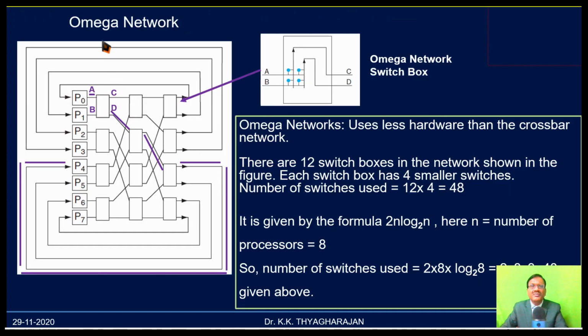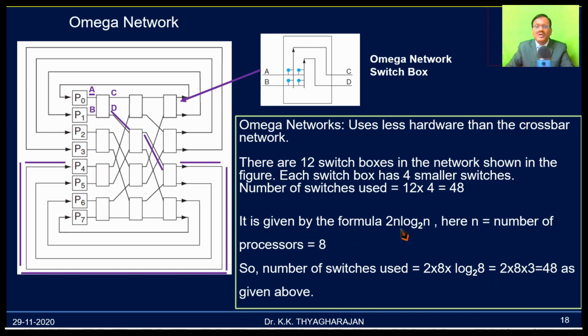The next type of network is Omega network. If you see here, there are 8 processors. In the first column, you have 4 switch boxes. Each switch box has 4 small switches, and there are 3 columns like that. So you have 12 switch boxes. So 12 into 4, 48 switches are used here.